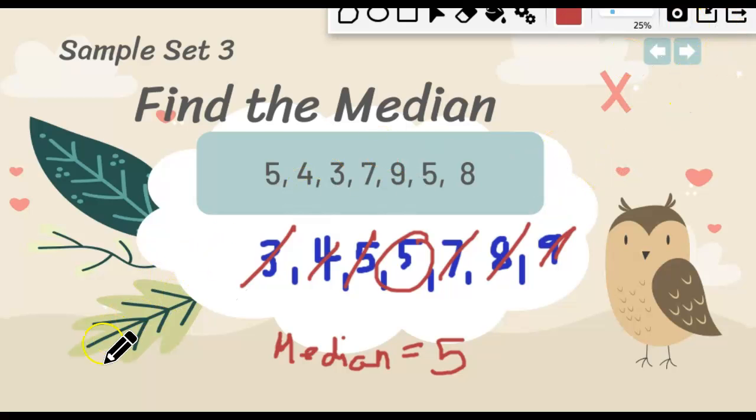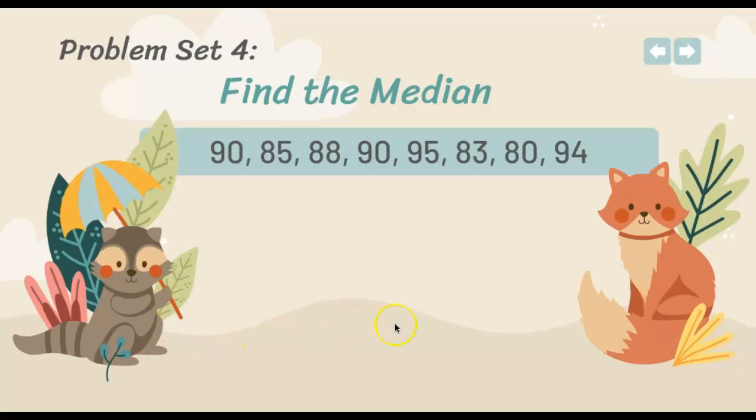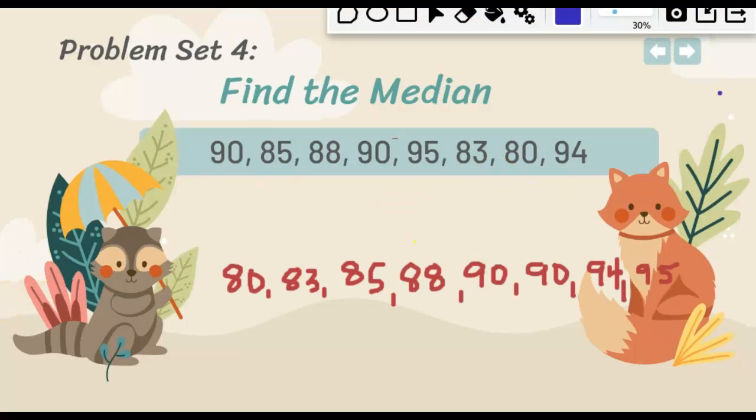So for this set of data, we're going to find the median. So 90, 85, 88, 90, 95, 83, and 80, 94. We'll arrange them lowest to highest, and let's see what our median is. All right, so for this set of data, we already arranged them from lowest to the highest. 80 is the lowest, the highest is 94. And we're going to find the median.